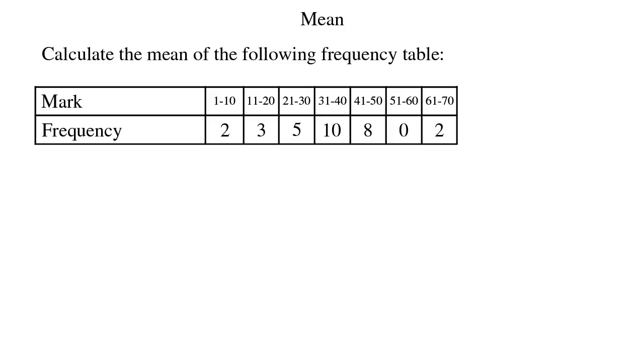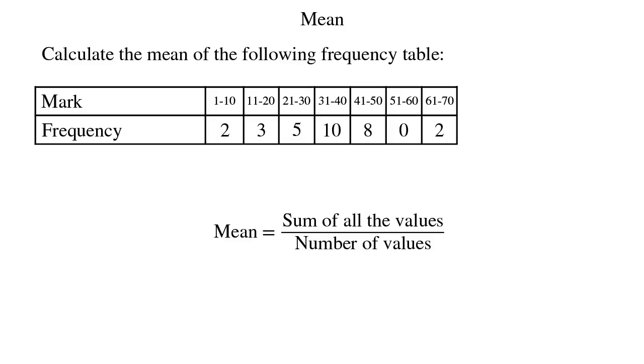In this question, we're asked to calculate the mean of a grouped frequency table. The mean is equal to the sum of all the values, that is, all the marks added together, divided by the number of values, that is, the sum of the frequency values. Now this is a grouped frequency table. We don't have specific values in the marks row, we have ranges of marks.